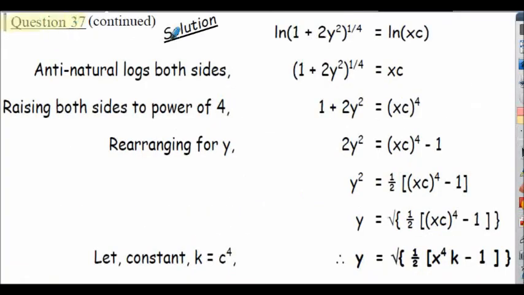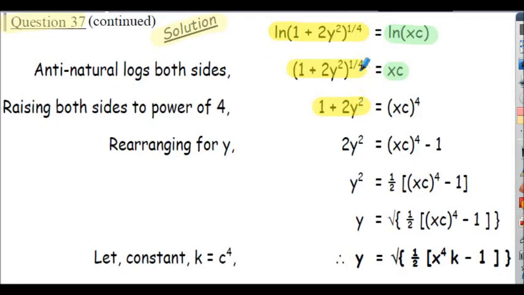Question 37 of solution continued. Just repeated this line from the previous slide for convenience. So on the next line we effectively remove our logarithms by taking antinatural logs, sometimes referred to as exponentializing the equation. So now we have our bracket here raised to the power of a quarter is equal to xc on the right hand side. Then I've raised both sides to the power of 4, so here the quarter is removed.